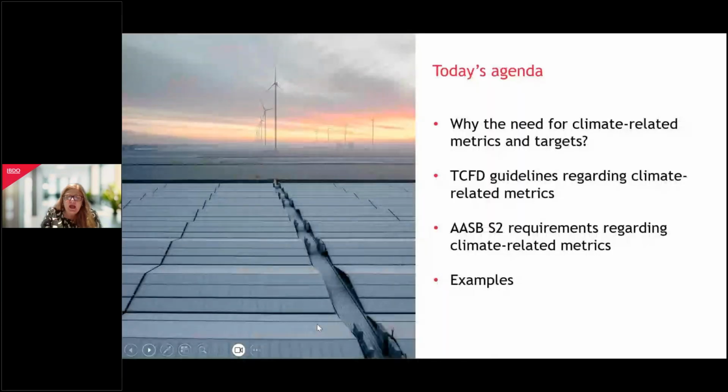Thank you. So today's agenda, we're back to sustainability. We've got four key sections. The first is why the need for climate related metrics and targets. Why do we talk about this at all? We've talked about climate related risks and opportunities, processes, systems, but why do we need these metrics and targets?